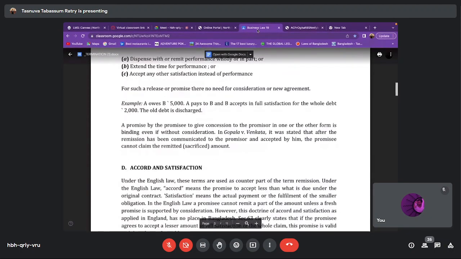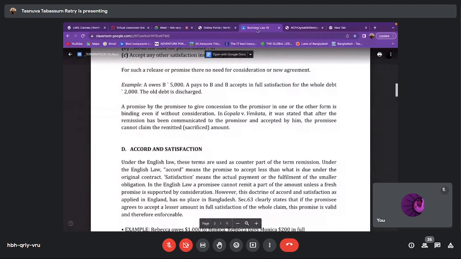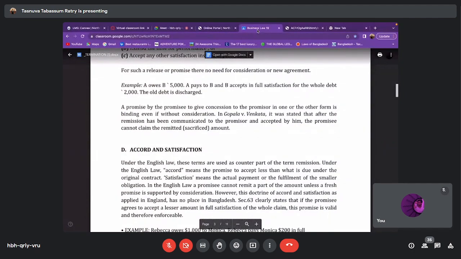Say, এখানে আমি একটা এক্সাম্পলও দিয়েছি, A owes B 5,000 টাকা, A pays to B and B accepts in full 2,000 টাকা। ওকে, সো ইনিশিয়ালি তাদের মধ্যে এগ্রিমেন্ট ছিল যে এ 5,000 টাকা বি কে রিটার্ন করতে হবে। নাও বি 2,000 টাকা accept করে বললো that this is full satisfaction for the whole debt. So I accept this amount as the full amount and discharge the parties from any further obligation, any future legal obligation. So what has happened?